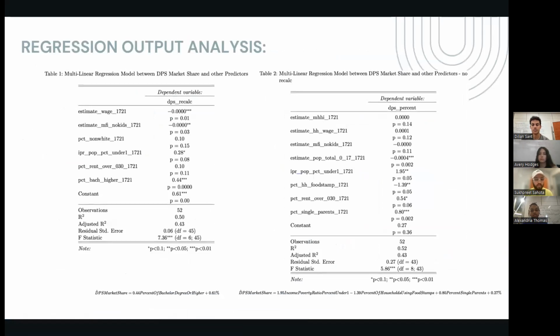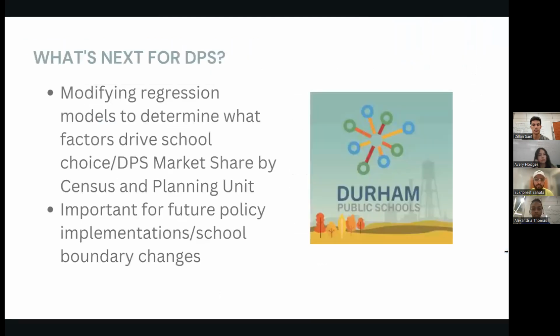Another part was looking at the contributing factors in regards to DPS market share. So we created 2 regression models, using backwards selection, to better understand what those underlying factors were.